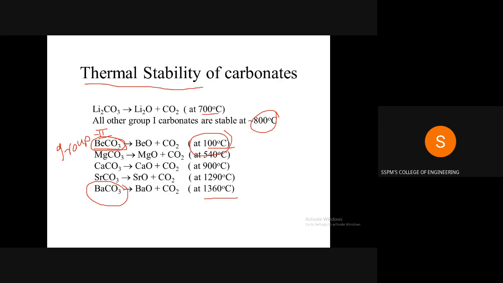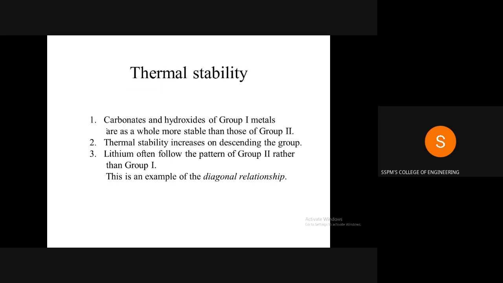So this is group 2. Then carbonates and hydroxides of group 1 metals are as a whole more stable than those of group 2. So group 1 चे जे carbonates आहेत ते more stable आहेत as compared to group 2. Thermal stability increases down the group.